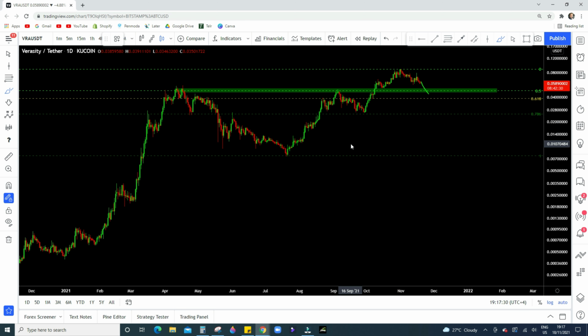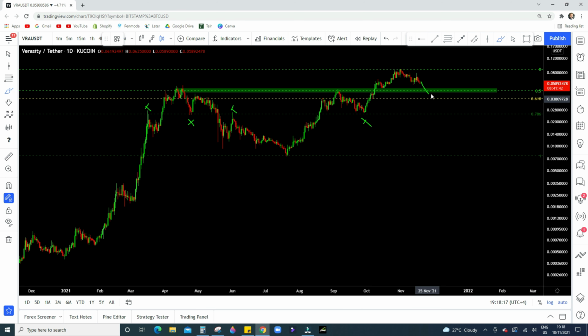support and resistance areas that are supporting the 0.786. This one over here, and this one over here, and this one, and this one. So the 0.786 is a much stronger support level than the 0.618.